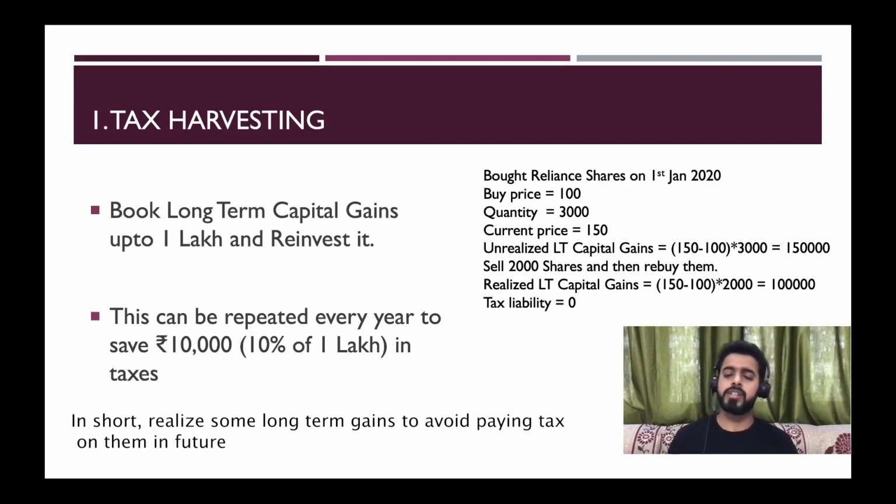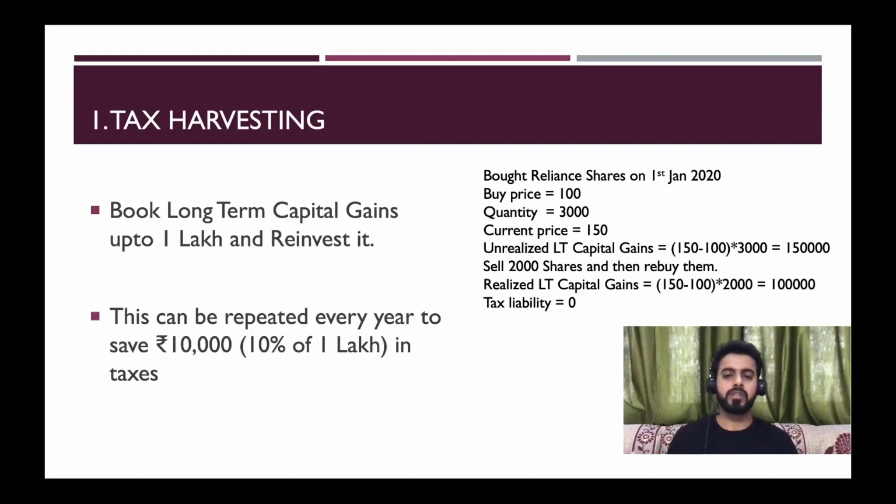And what happens is you have realized long-term capital gains of 1 lakh rupees, and if you remember, there is no tax liability till 1 lakh on long-term capital gain. So the tax liability here is 0. So that's the way you have saved up to 10,000 rupees of tax this year.